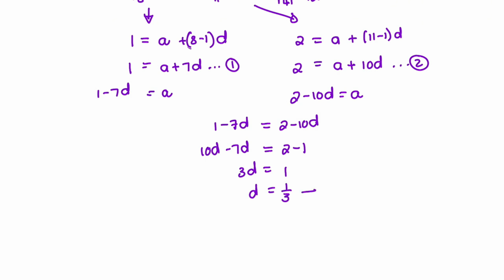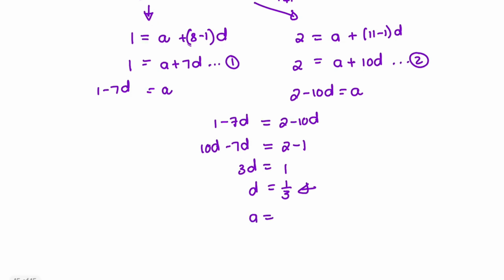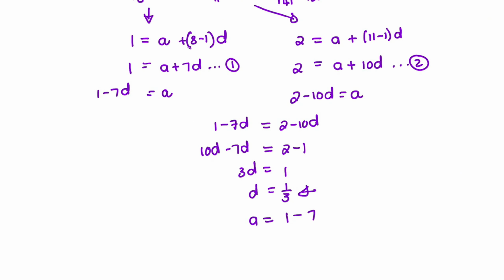And I take that value of d and I substitute it into any one of the two equations for a. So it's 1 minus 7 times d, so therefore a is negative 4 over 3.